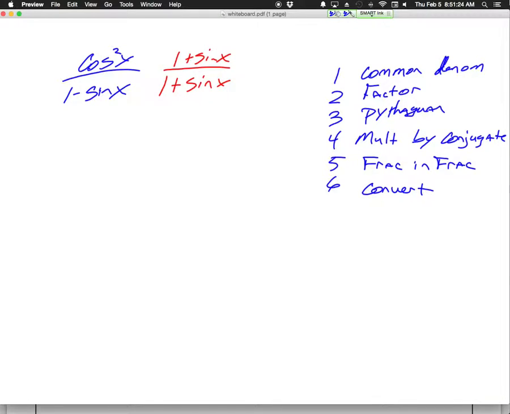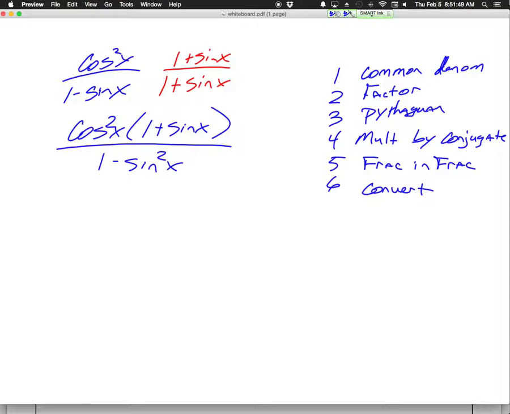Now, here's the deal when you multiply by the conjugate. You only want to distribute on the part where you're doing a conjugate times a conjugate. So that means I do not want to distribute in the numerator, and you'll see why here in a second. So the numerator I want to stay as cosine squared times 1 plus sine. The denominator I'm dealing with conjugates, so we go ahead and multiply that out, and we end up with 1 minus sine squared.